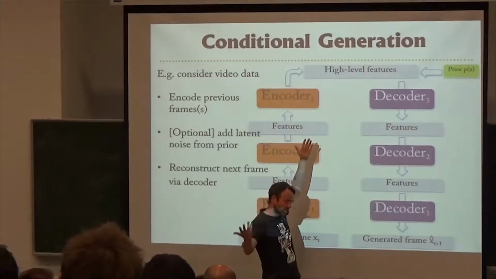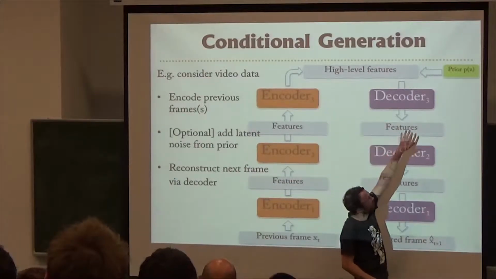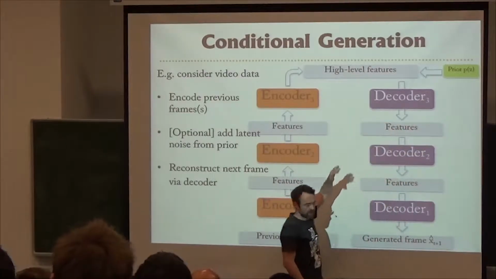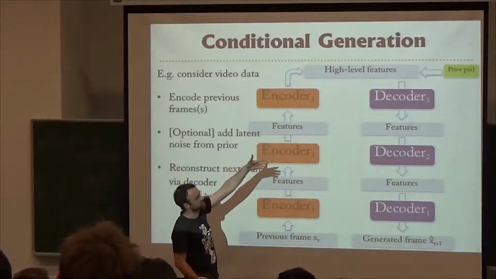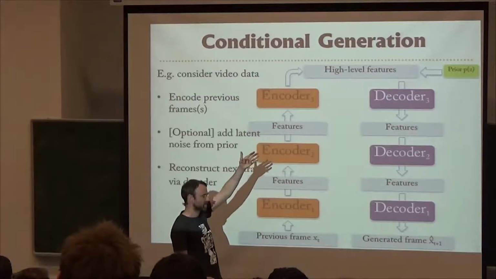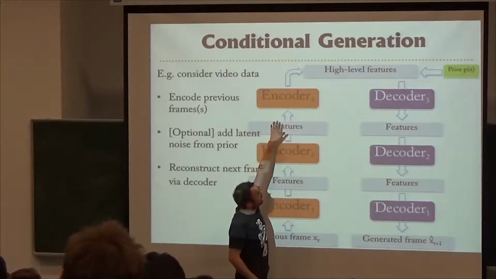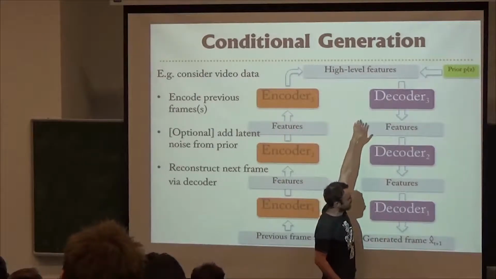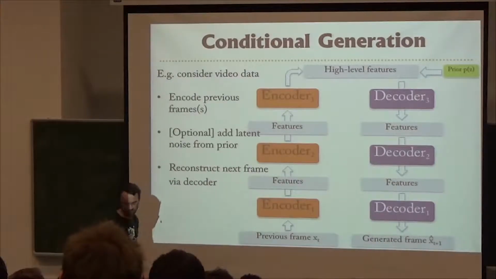If you wanted this to be a truly stochastic model, you would maybe have some sort of prior distribution over the high-level features, to which you would add noise. You come out the top of that encoder, and then you push down through some decoder to generate, say, the next frame. We'll look at a specific example of that later.